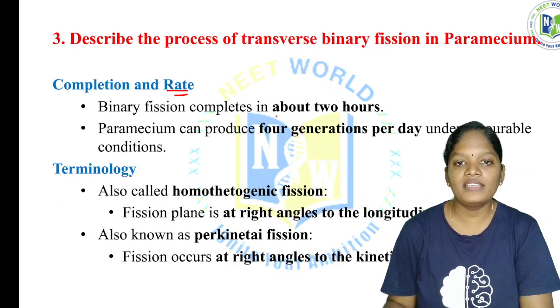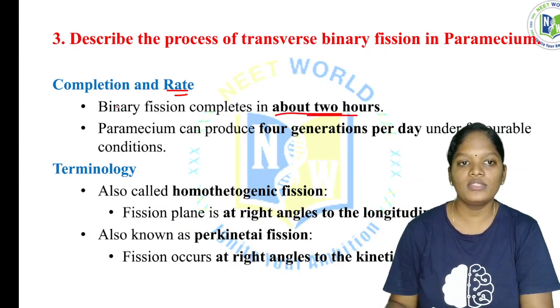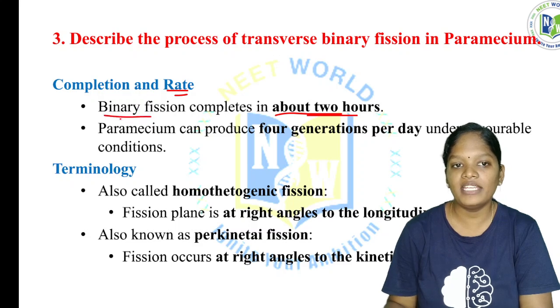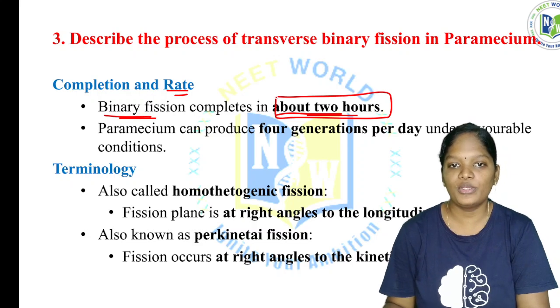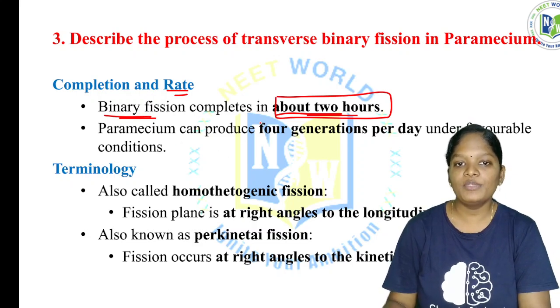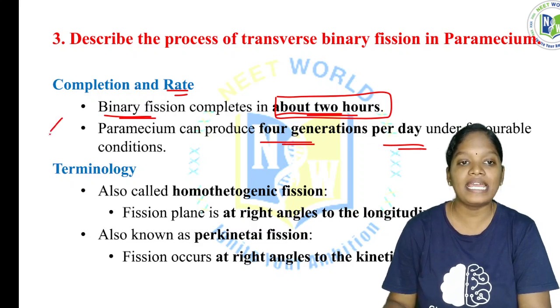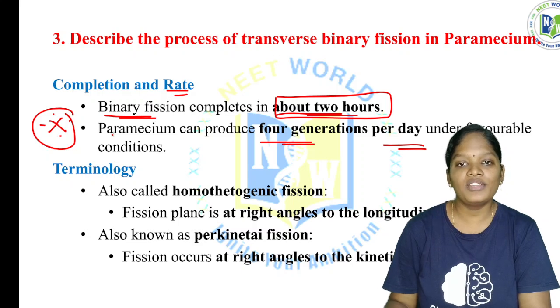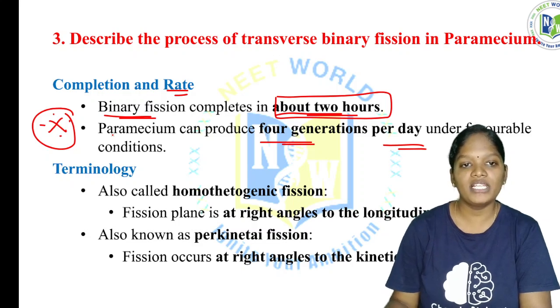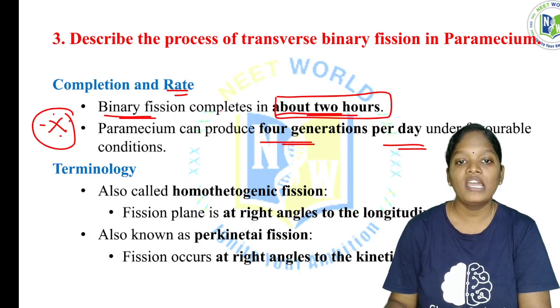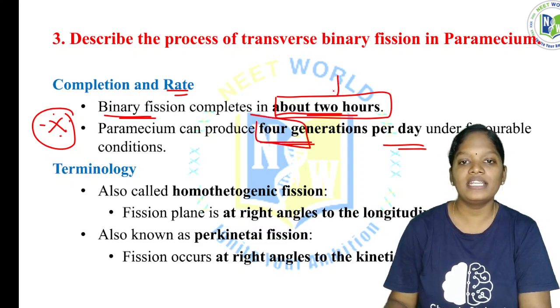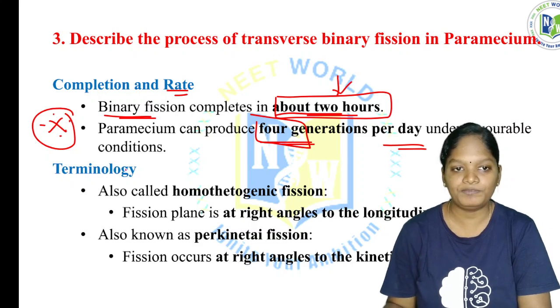Binary fission completes in about 2 hours. It takes 2 hours to reproduce completely, and this paramecium produces 4 generations per day under favorable conditions. So this is an ideal condition, and in this favorable condition the paramecium can reproduce 4 generations per day. Each generation takes 2 hours.